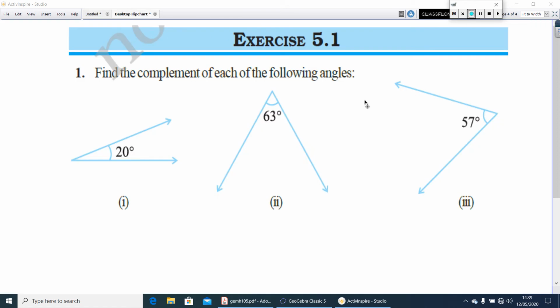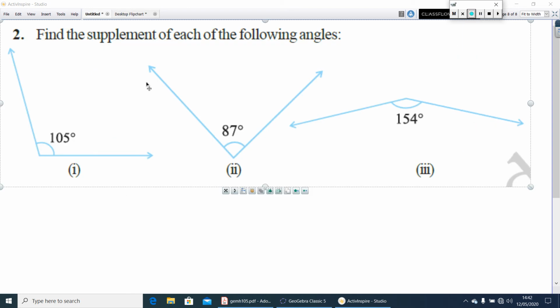Here is the textbook exercise. Do it. First question, find the complement of each of the following angles. One angle is given, you have to just write the complement of 20 degree is equal to, complement of 63 degree is equal to, complement of 57 degree is equal to. Do find it out and write the answer. Here is the second question, find the supplement of each of the following angles. Here you have to write supplement of 105 degrees is equal to, and supplement of 87 degrees is equal to, and so on. Do find out the answer.